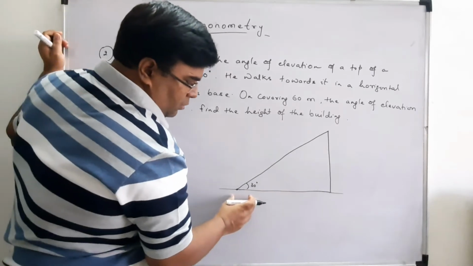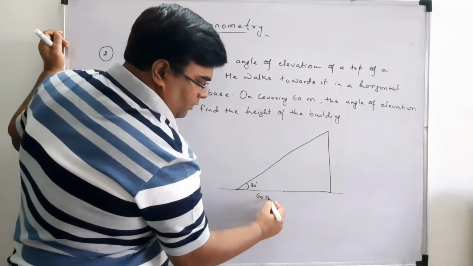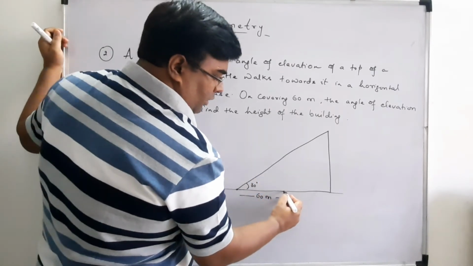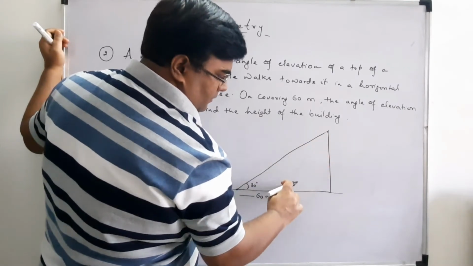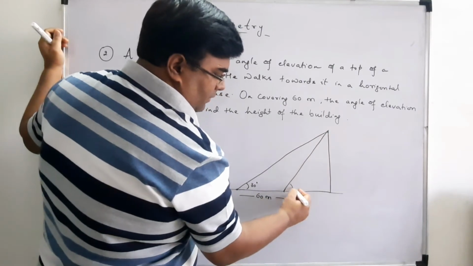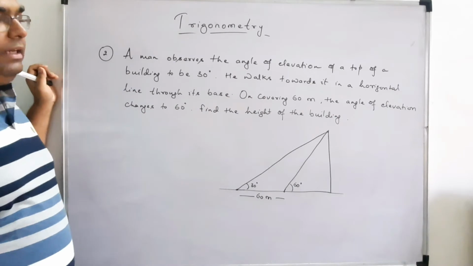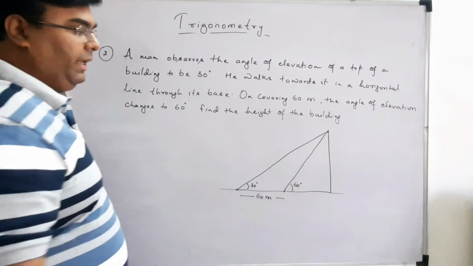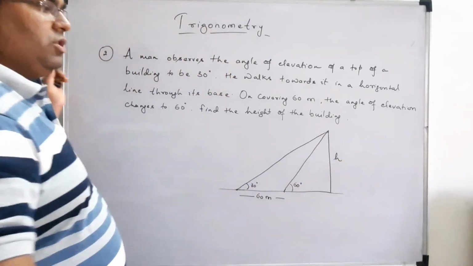So what he is doing? He is walking towards the building, and after walking the 60 meter, the angle of elevation now will be like this, correct? This changes to 60 degree. Find the height of the tower or height of the building. Let the height of the building be h.